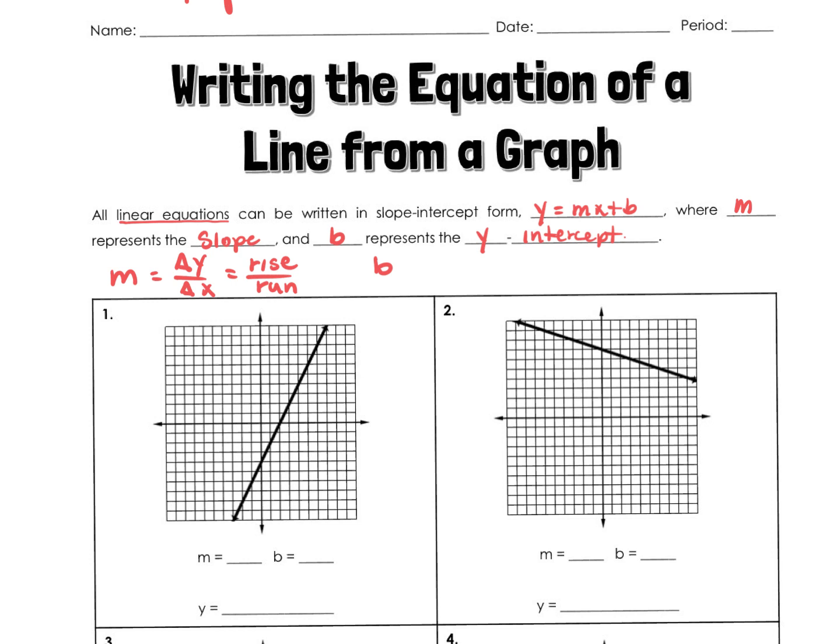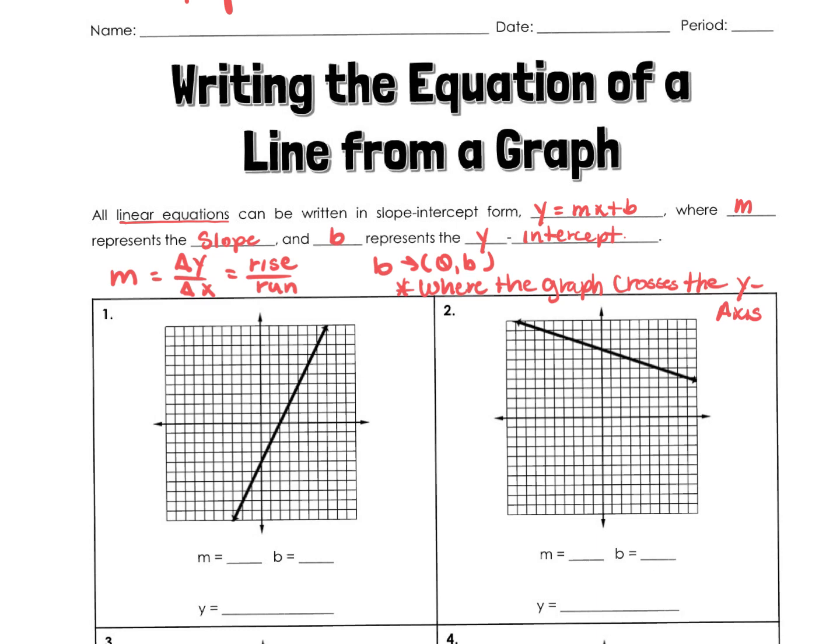b is the y-intercept. It's graphed at (0, b) on the y-axis, and this is where the graph crosses the y-axis. Okay?